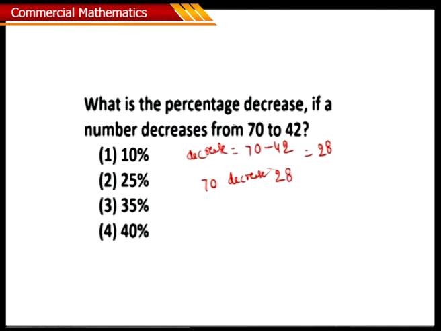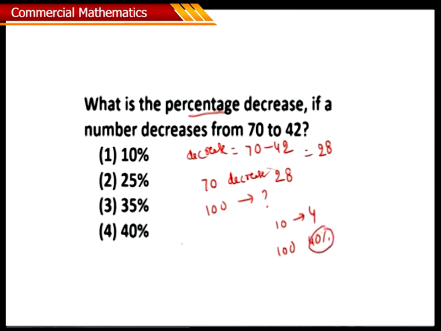Percentage of decrease you want. Percent means per 100. If it is 100, what is the decrease? Actually here no need to do so many calculations. Again you observe, for 70 it is 28. 70 means there are 7 tens. So for 10, it is 28 by 7, that is 4. So divide both by 7. For 10, the decrease is 4. 100 means you multiply this with 10. So 10 into 10 is 100, and 10 into 4 is 40. So the required number is 40%.